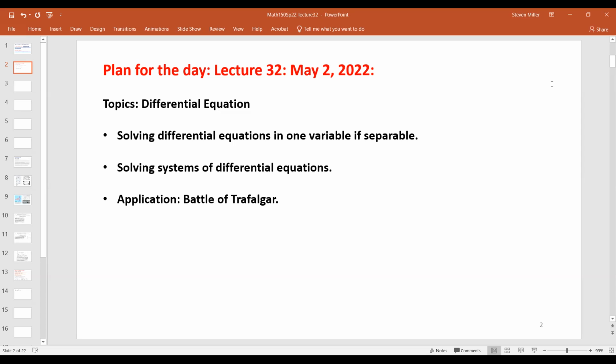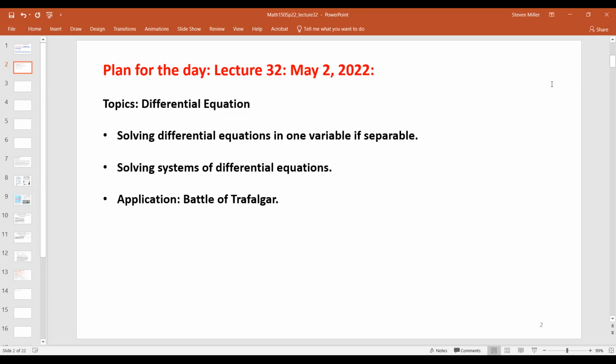So a lot of physics comes down to: I have some quantities, and I know something about how they're changing with time. If I know that, can I use that to deduce my solution? We'll talk about some very special cases of differential equations, and then as an application, we'll talk about solving a system of differential equations. This is a great lead into linear algebra, multivariable, and differential equations. And as an application, we will apply this to the Battle of Trafalgar.